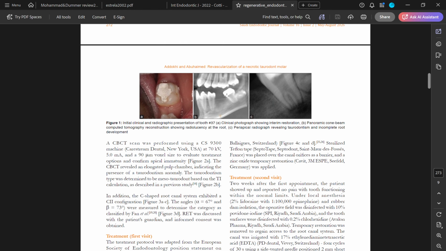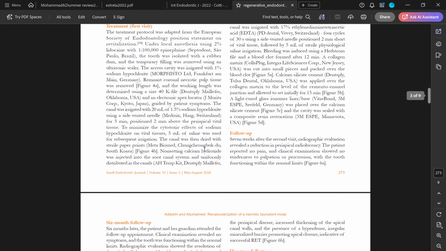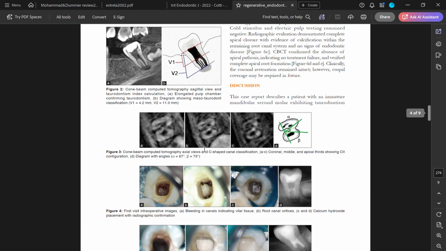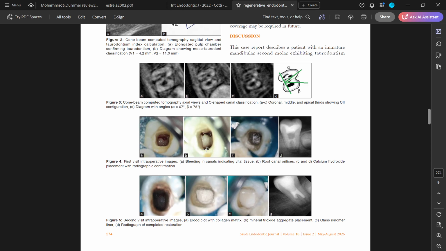In the first visit, the tooth was isolated with the rubber dam, and the canal was irrigated with 1.5% sodium hypochlorite followed by saline. Also, calcium hydroxide was placed as intracanal medicament, and the tooth was sealed with a temporary filling.